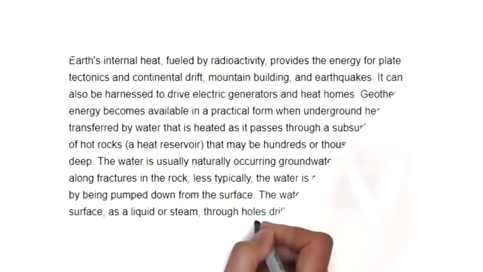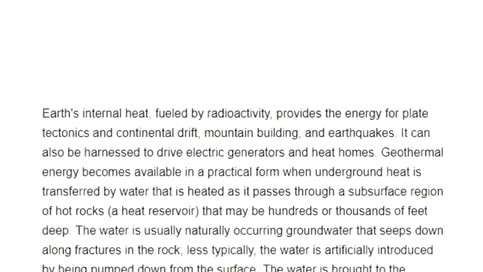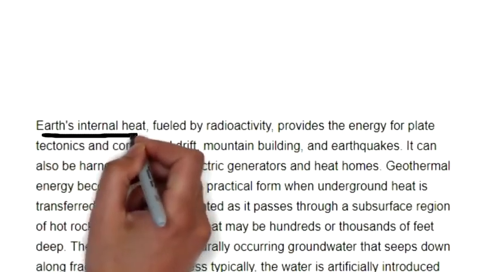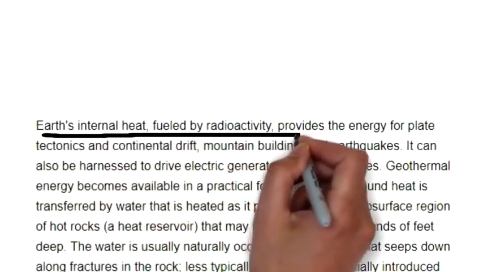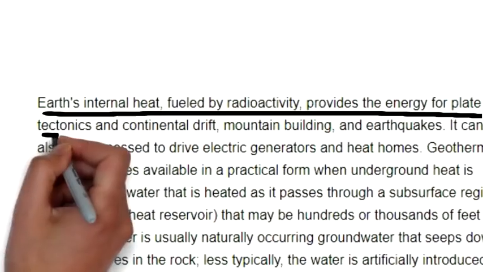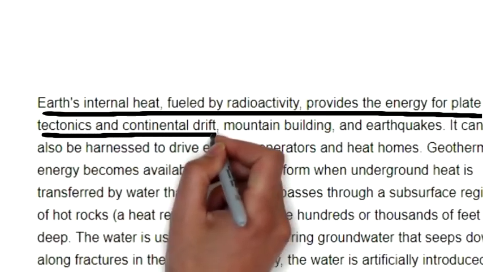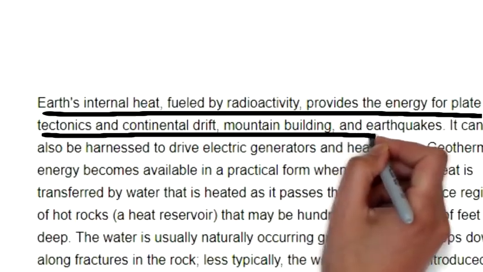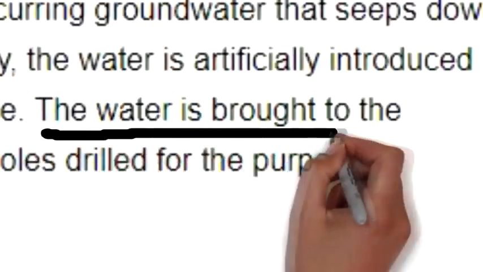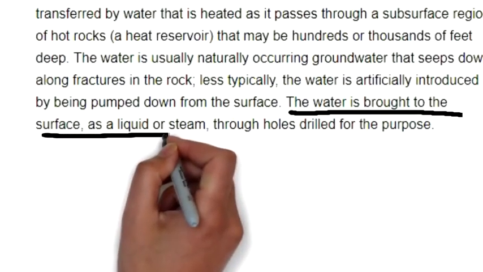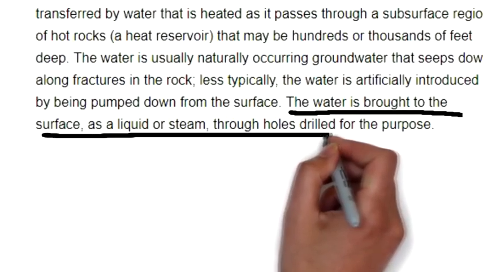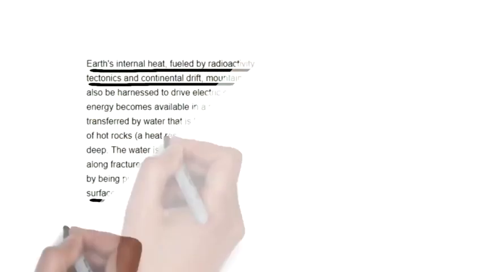So here we have the same paragraph again, and what I'm going to do is just read the first and the last sentence. Earth's internal heat fueled by radioactivity provides energy for the plate tectonics and continental drift, mountain building, and earthquakes. The water is brought to the surface as a liquid or steam through holes drilled for the purpose.